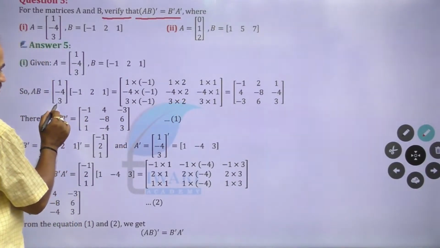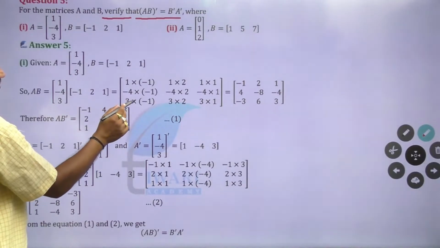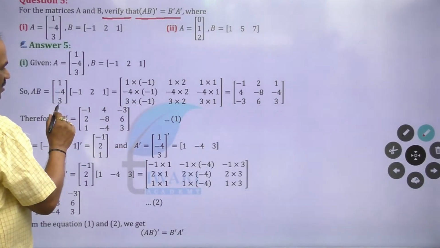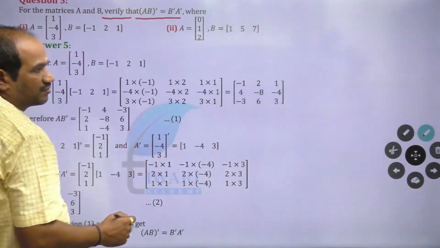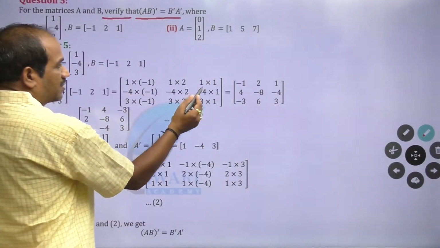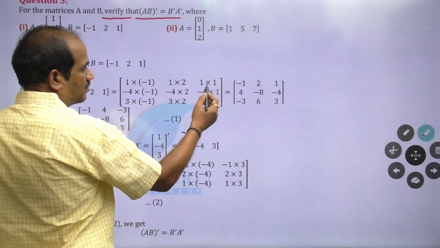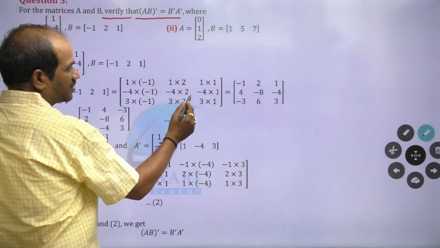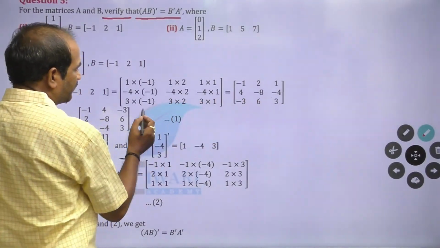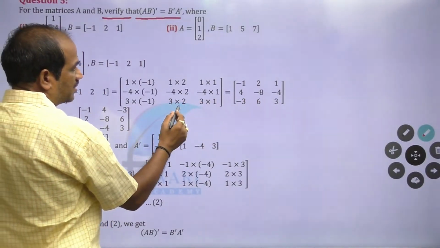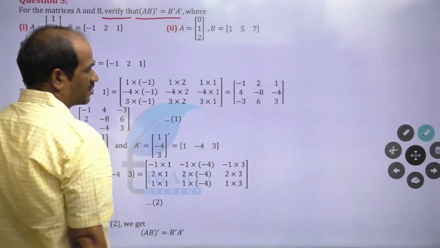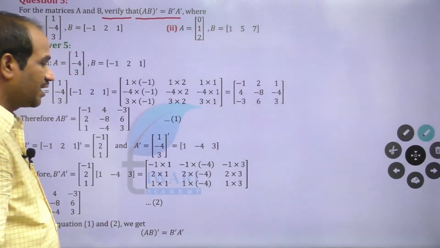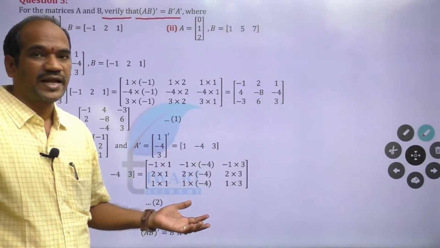Next, take third row: 3 into minus 1. Next, 3 into 2. Next, 3 into 1. See here, minus 1, next 2, next 1, next plus 4, here minus 8, next minus 4, next here minus 3, here 6, next value 3. This is AB.